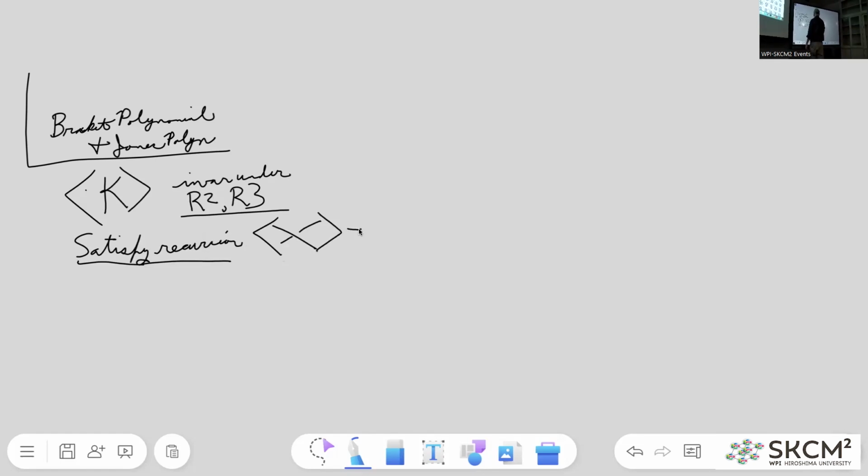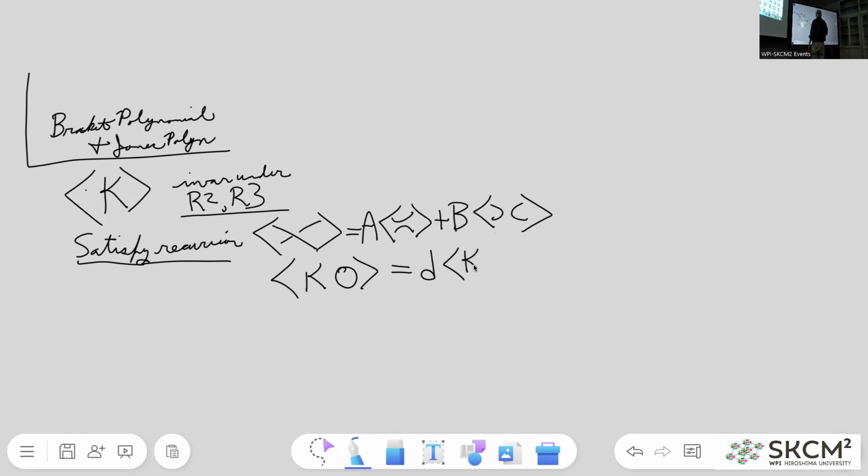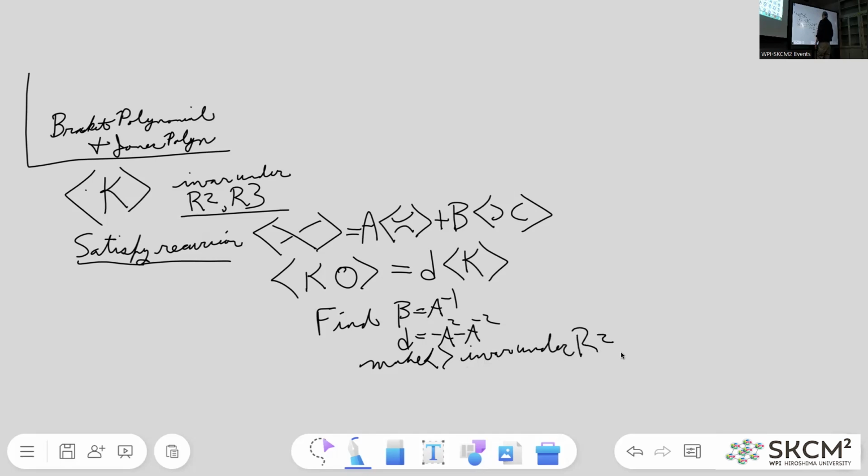Like this. If you had a diagram with an extra loop, you multiply by a value for the extra loop. And we will find that D equal to A inverse and D equal to minus A squared minus A to the minus 2 will make bracket invariant under Reidemeister 2 and Reidemeister 3. And it's as simple as that, you can take a diagram.